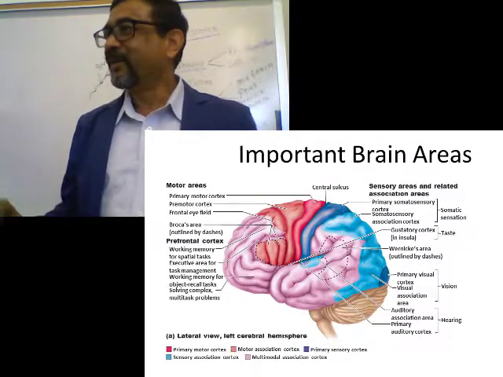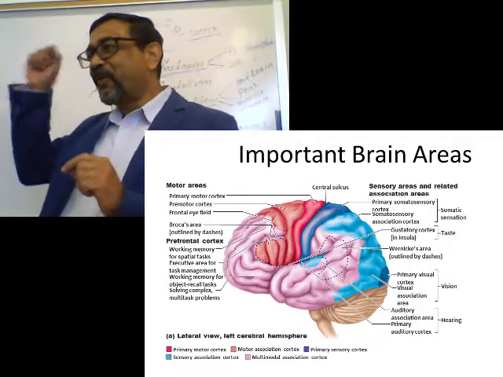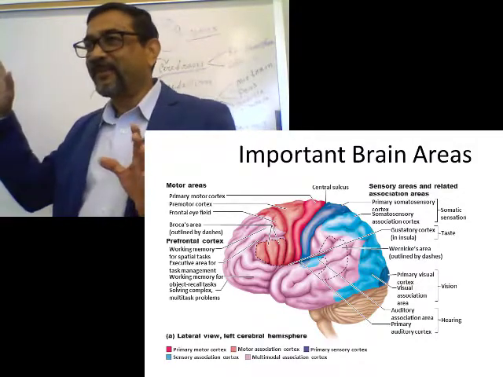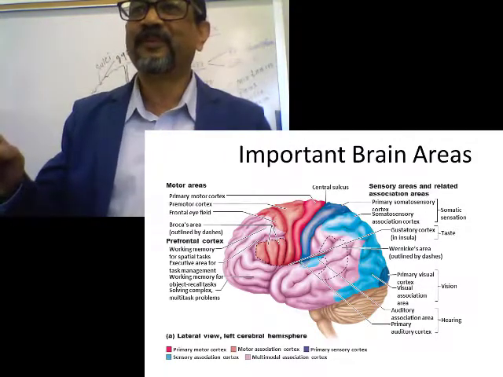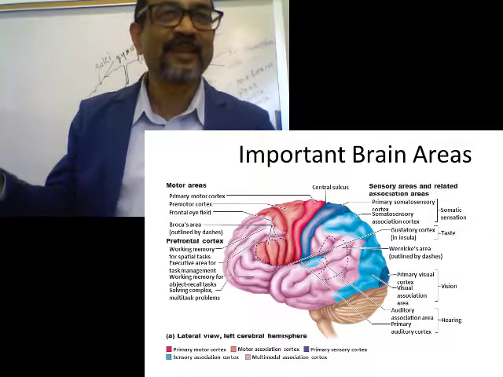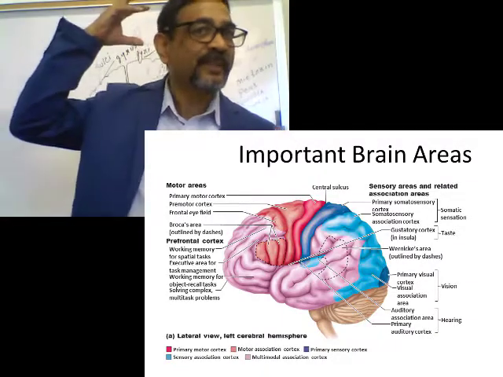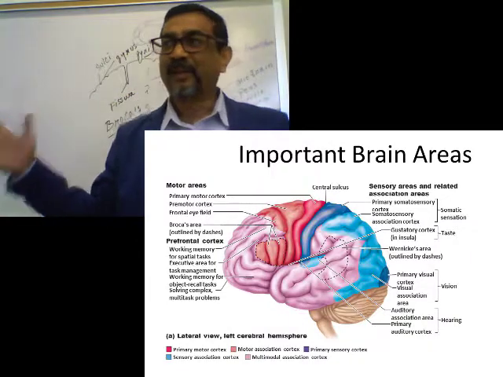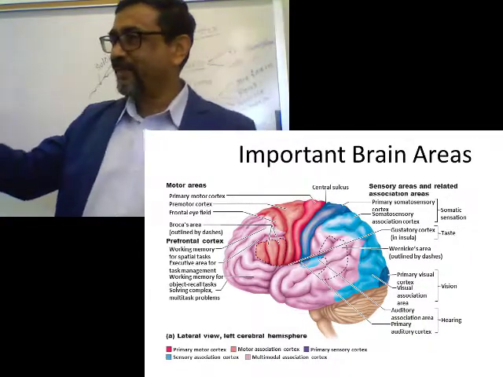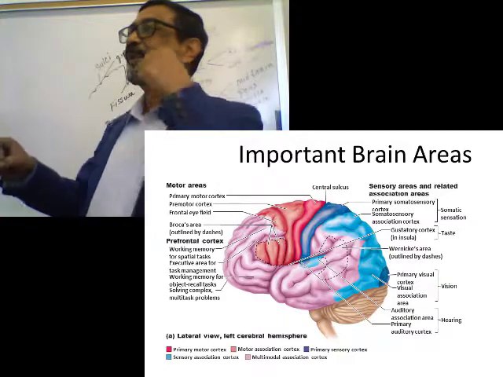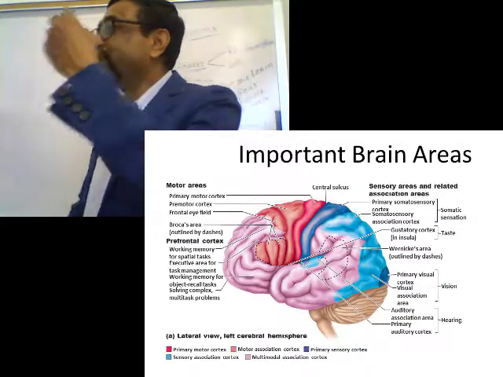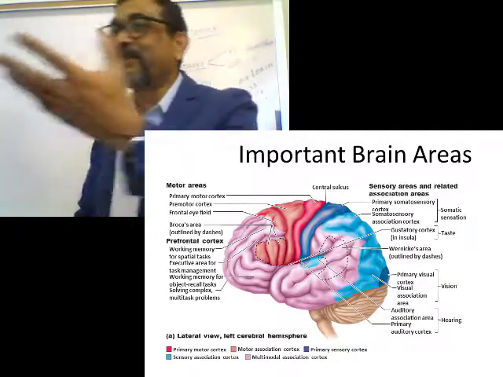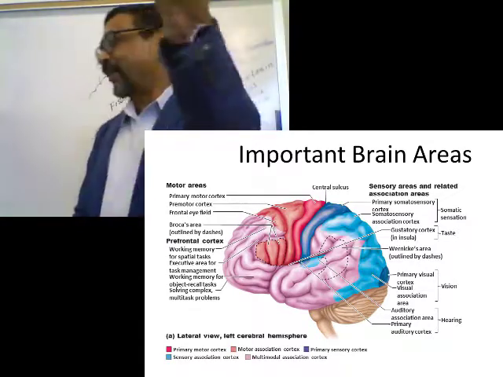Is it clear? So now, if your Broca's area is damaged, what will be the problem? You can't speak, right? But your Wernicke's is intact, so you will understand what other people are saying. But if your Wernicke's is damaged, then you will be able to speak, but you won't be able to understand what other people are saying.